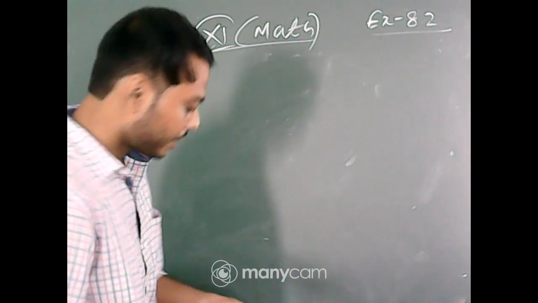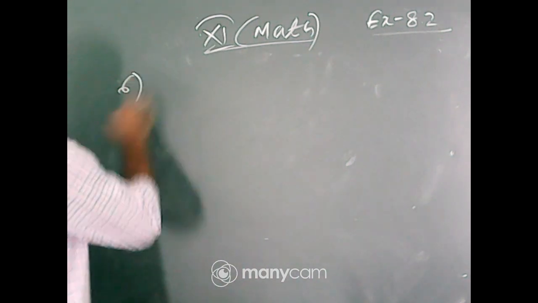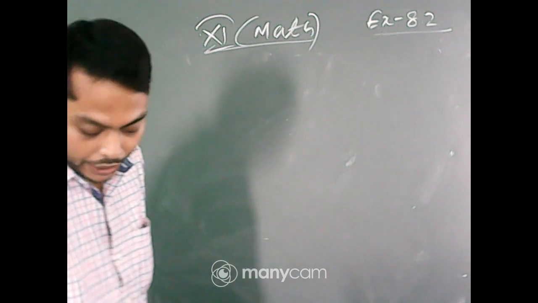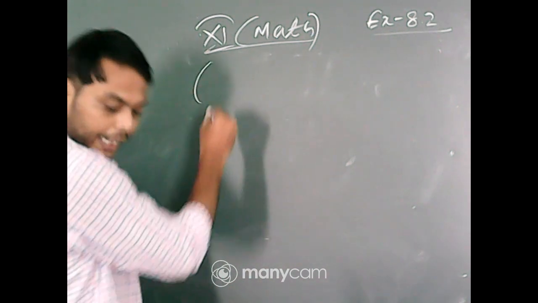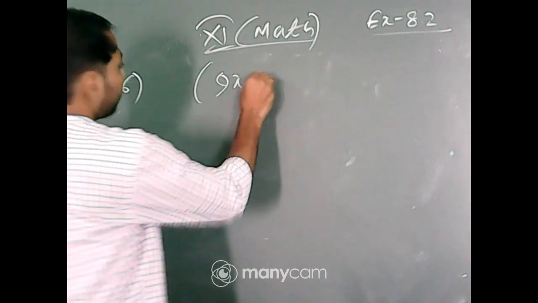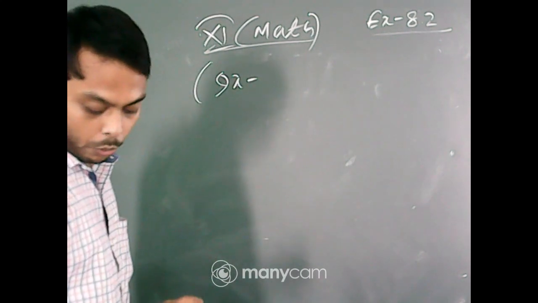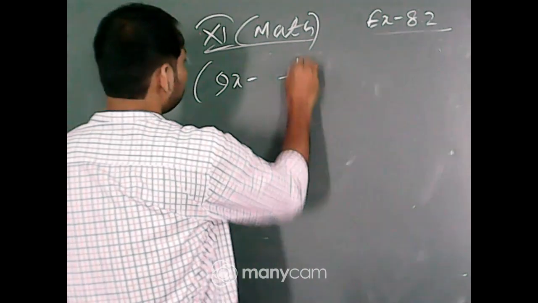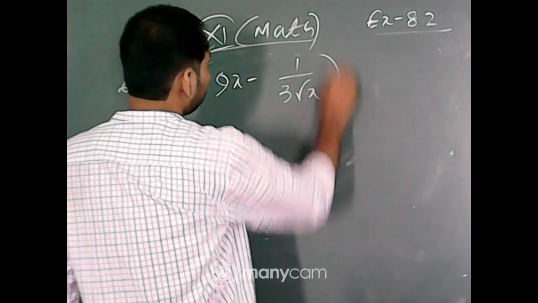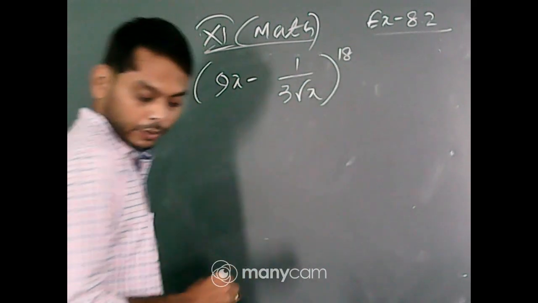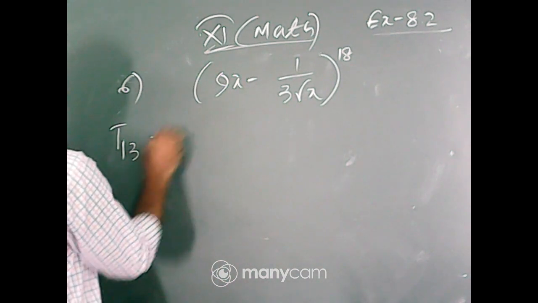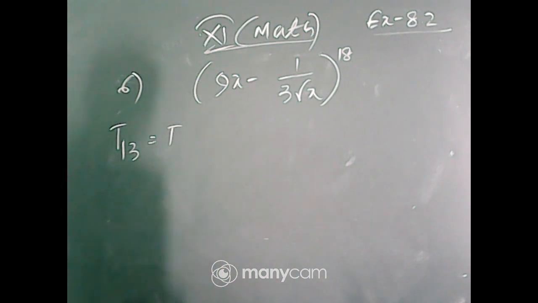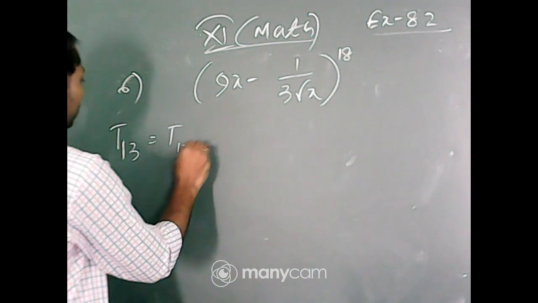Question number 6. Find the 13th term of the expansion of (9x minus 1 by 3 root x) to the power 18. You are asked to find the 13th term. That means T13. That means you may write here T13 means T12 plus 1.